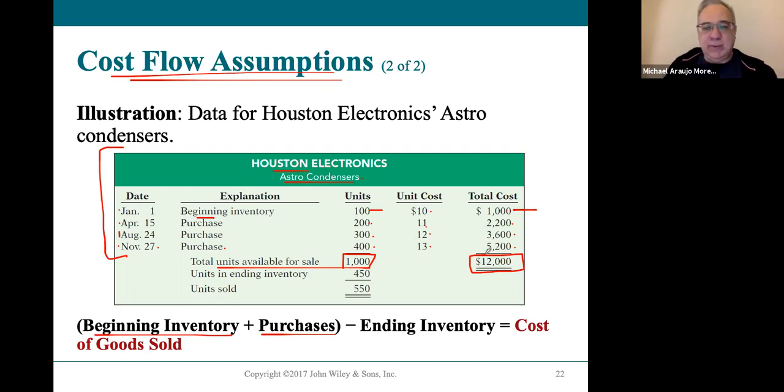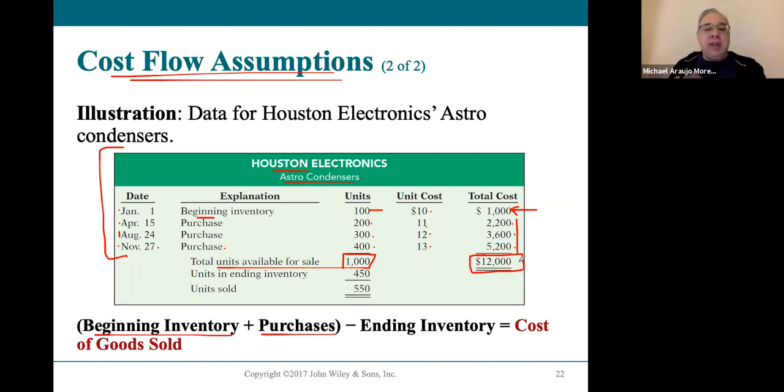This is how you got to start. You got to read that far. And it is like anything else, line by line by line. Take your time with this. So the beginning inventory plus the purchases. Beginning inventory plus the purchases is $12,000 worth of inventory. Total available inventory for sale was 1,000 units, or $12,000 worth of astro condensers.